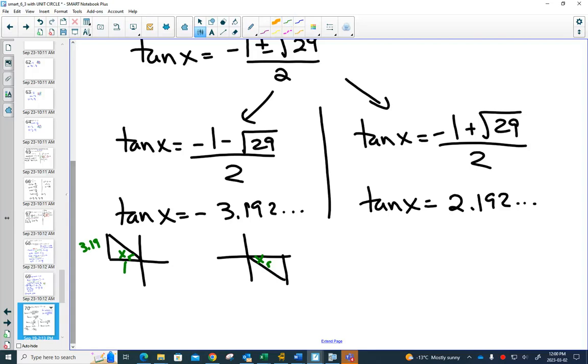What I need to do is find my reference angle by doing tan inverse. When we do tan inverse, the reference angle is always based on a triangle of actual length, so you're always doing tan inverse, sine inverse, cos inverse of a positive value. And if I do that here, I get a reference angle of 1.27.